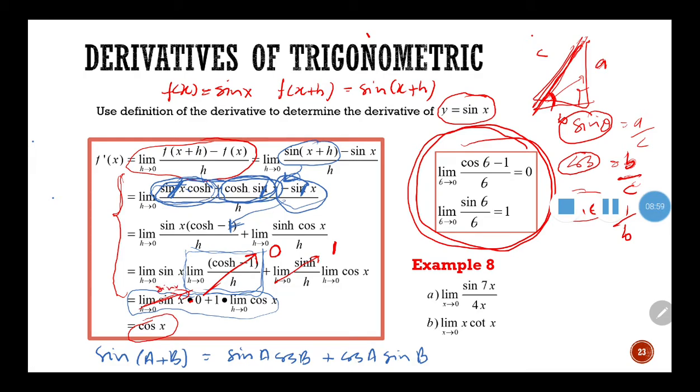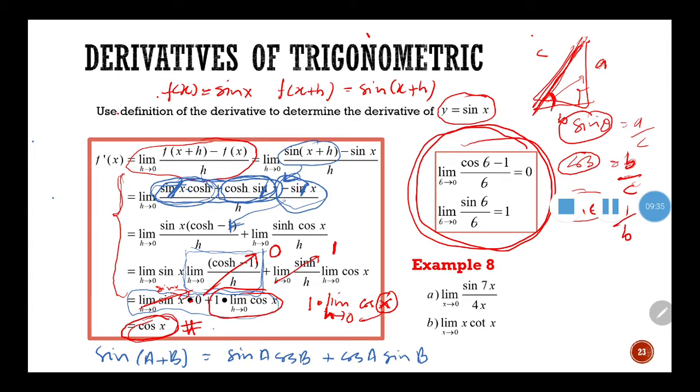So sin x times 0, you will get 0, whereas for this one you have 1 times the limit as h approaches 0 of cos x. See, this is h approaching 0, so x here is independent of h. We are not saying we substitute x equal to 0, because this is h, not x. So it's independent, and the answer still remains as cos x. That's why we get the answer equal to cos x.